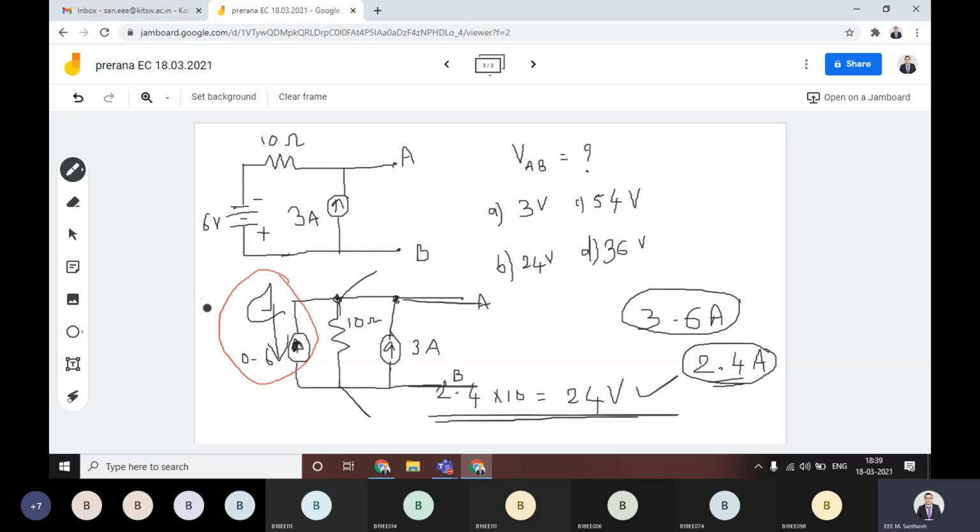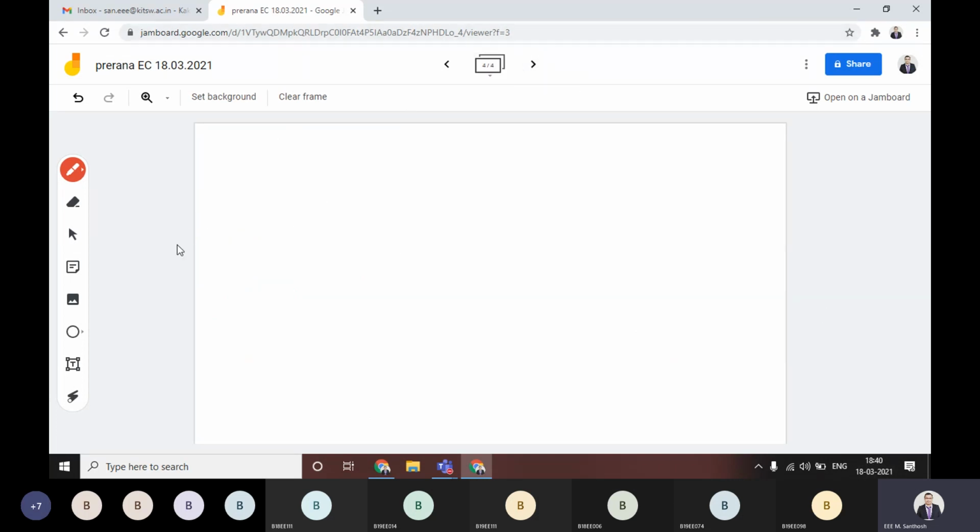I hope it is clear. My point here is the current direction: you have to observe how the voltage source is there. Based on that, you have to draw the current direction in your circuit after source transformation. Whether the current source is downwards or upwards, you have to indicate properly. Then only you will get the correct answer for your problem. I hope everyone is getting this. Okay, then I'll give a simple source transformation problem again.